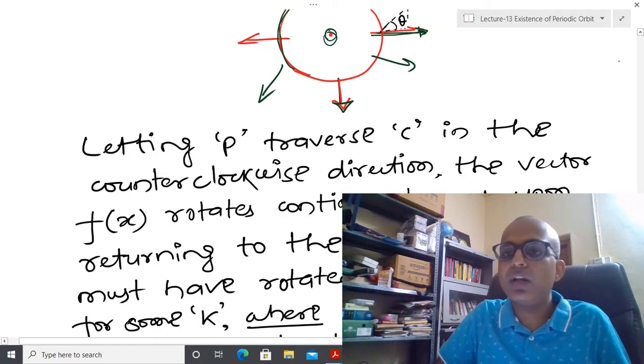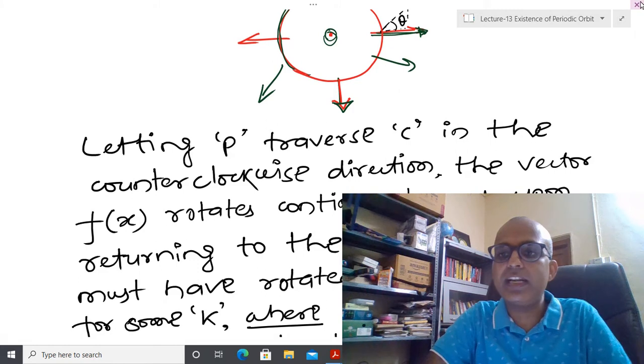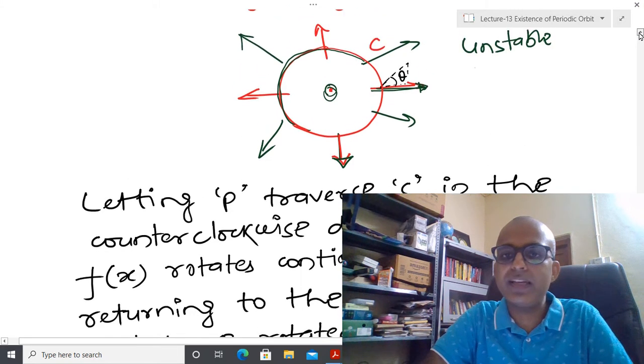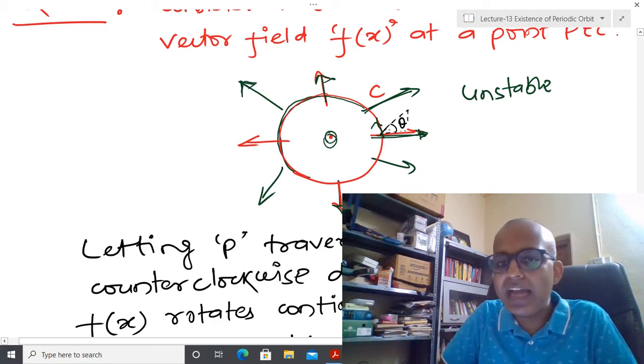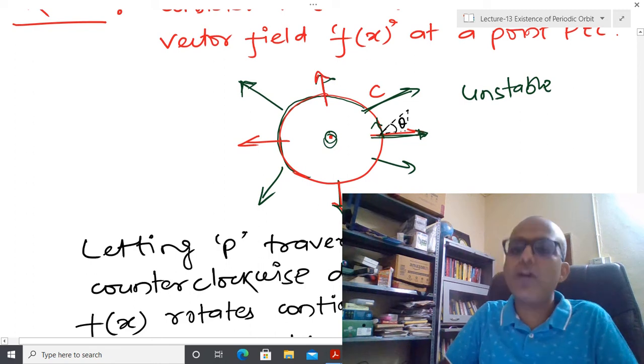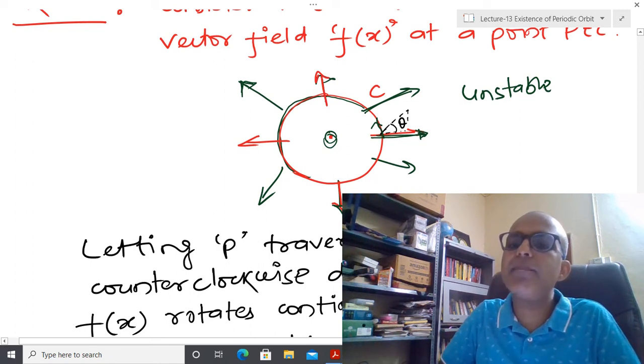So from here you can see that if you take this kind of closed curve, and I am traveling from here to here, then what kind of phenomenon are we observing? That the vector is going to rotate, and finally after 2 pi of rotation it comes back to the same vector.